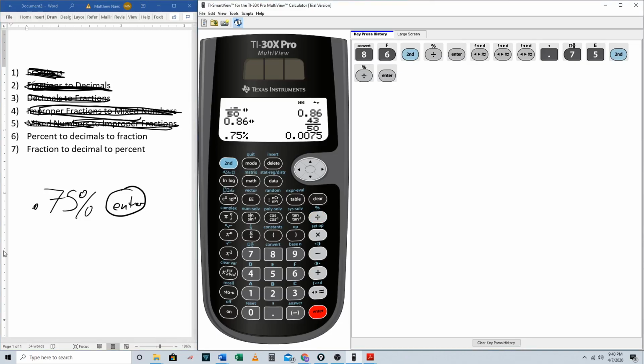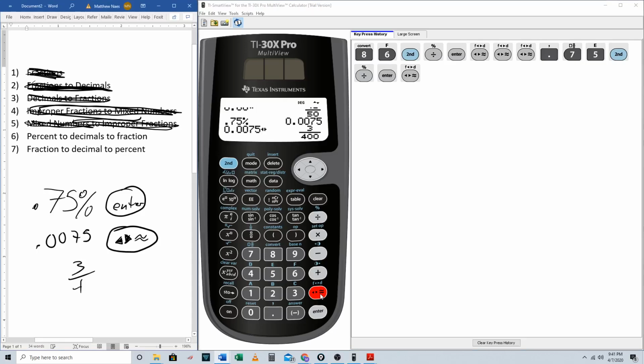Which is going to change it to 0.0075. And then you press the double arrow wavy equal sign, or approximation button. And it automatically converts it to 3/400, which is the fraction. So that's how we do percents to decimals to fractions.